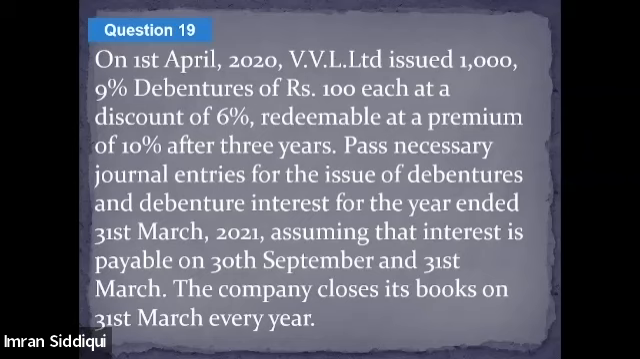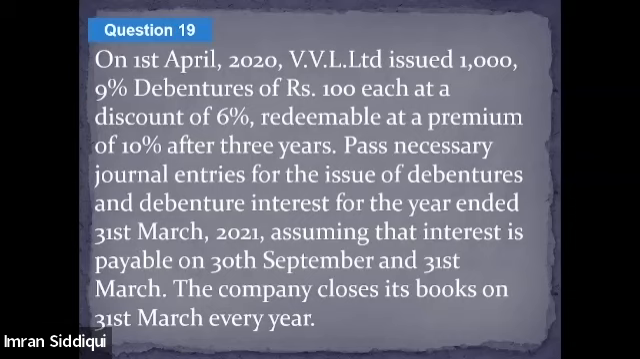Interest on debenture account debit to debenture holder account 4,500. Debenture holder account debit to bank account 4,500. Statement of profit and loss account debit to interest on debenture account 9,000. Yeah, correct. Good job. Well done.